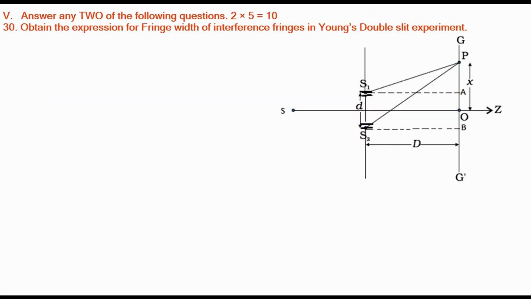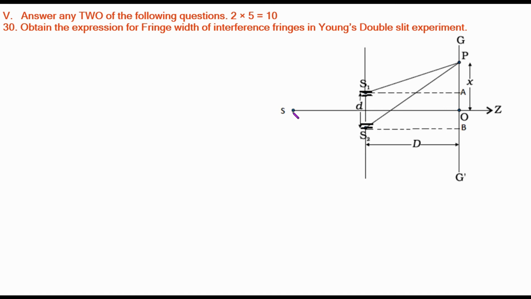Let's move on to the fifth main. Here you have to again answer any 2 out of 3 questions. Each question carries 5 marks. The 30th question is, obtain the expression for fringe width of interference fringes in Young's double slit experiment. So we have to find out the fringe width expression using Young's double slit experiment.